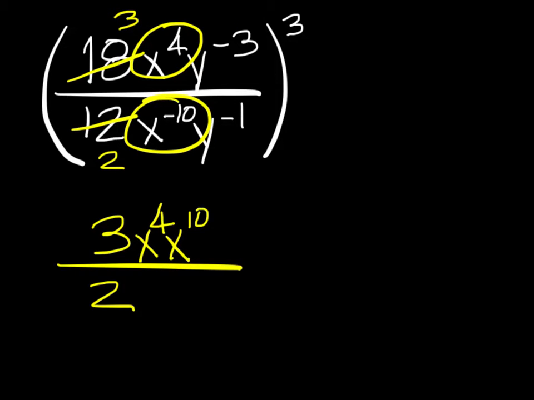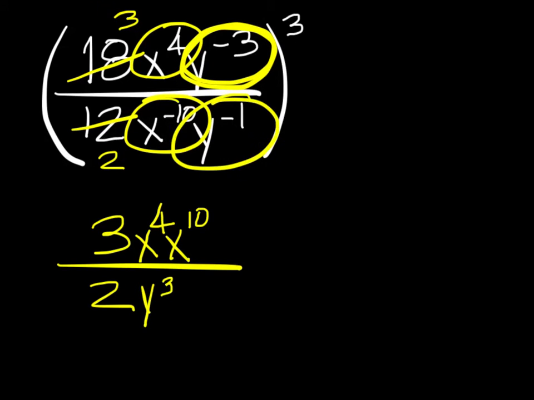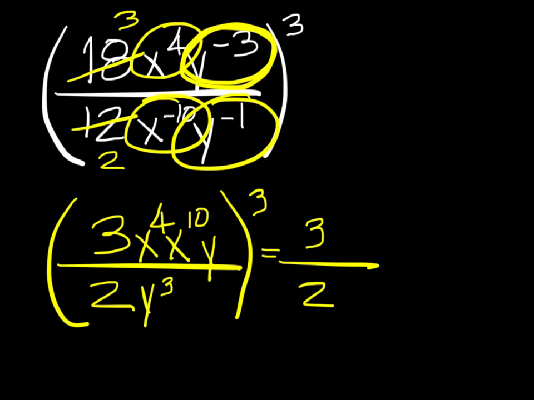On the top there, you have a y to the negative third that goes to the bottom. And then the y to the negative 1 goes to the top, just becomes y. Of course, everything is still cubed, but now we have to simplify.